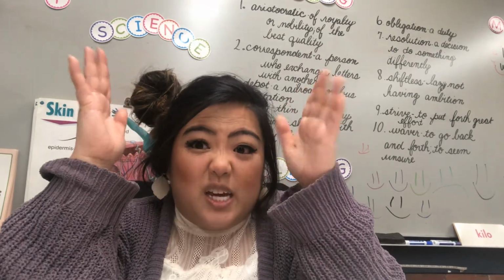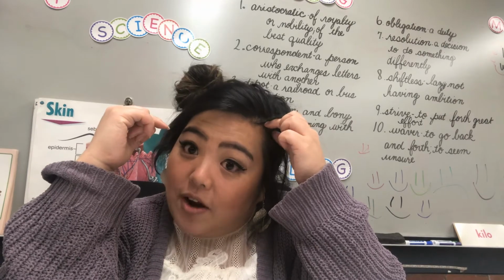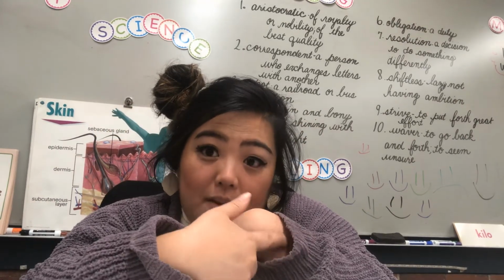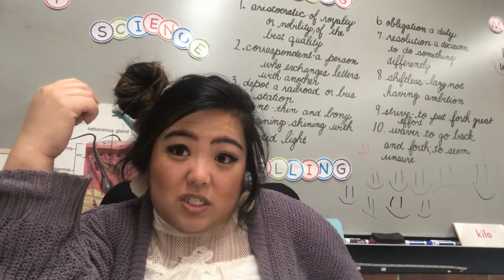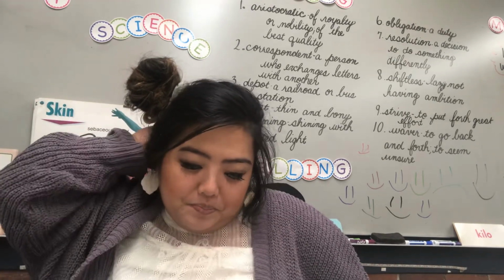So this is your sebum, and so you have your hair follicles, and attached, like even on your arm, you have hair follicles, and then next to the hair follicle is your sebaceous glands, which produce this oil called sebum.